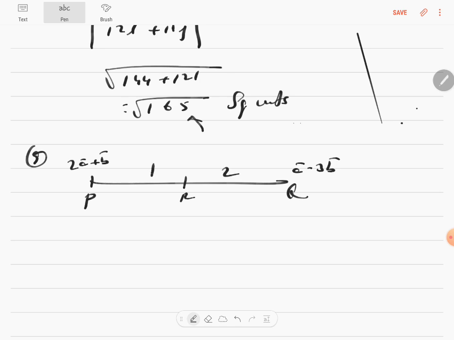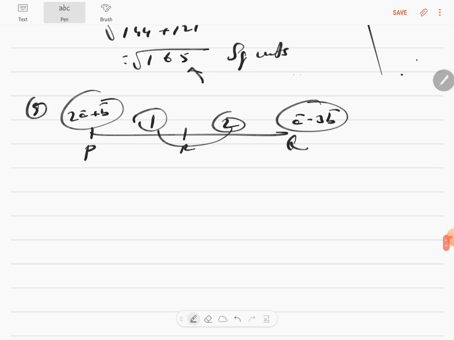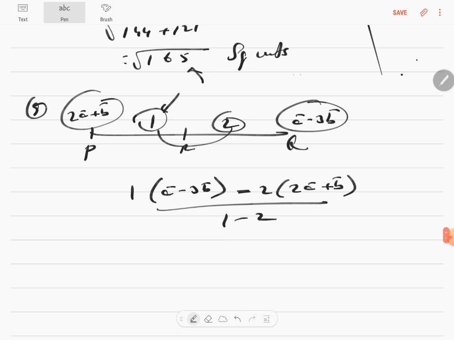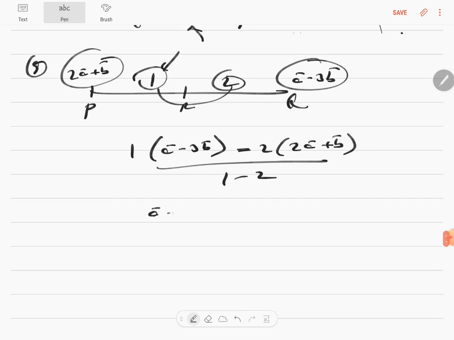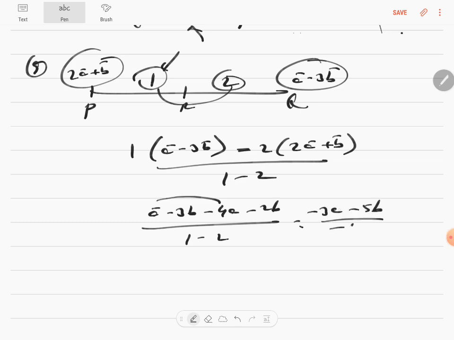First they're asking you to find what is your R, but you know it's actually not internal, it's external. It's 1 into this vector plus 2 into this vector by 2 plus 1, section formula. With the plus means internal. External means 1 into a minus 3b minus 2 into 2a plus b by 1 minus 2, m into x2 minus n into x1 by m minus n. A minus 3b minus 4a minus 2b by 1 minus 2 is minus 3a minus 5b by minus 1. So it's 3a plus 5b is the vector, R vector.